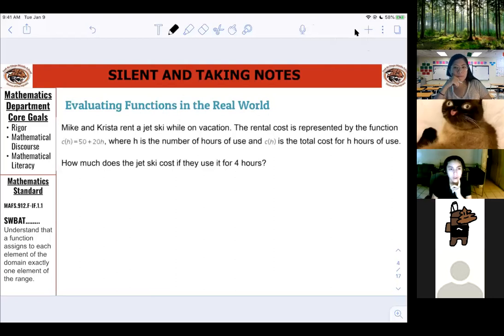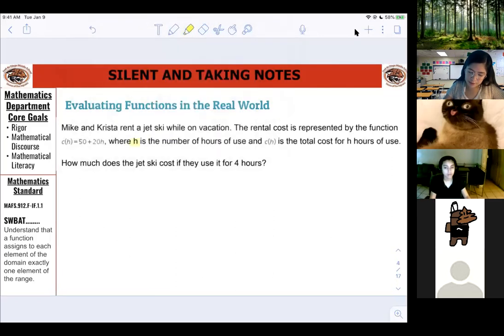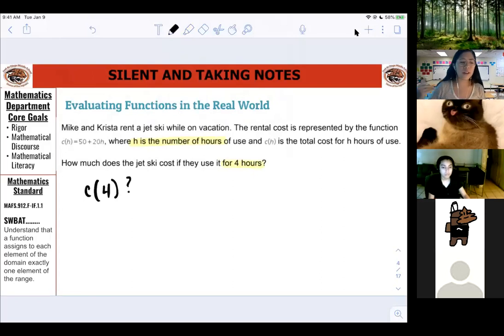Would you do 20 times 4? Yeah, so in other words, they're telling us that h, what does h represent? H represents the number of hours, right? So if they want to know how much it's going to cost for 4 hours, they're asking us, what is C of 4. They want us to show what is C of 4. So at this point, I want you guys to write this part down. You don't have to write the whole word problem, but just the part where we're solving it.